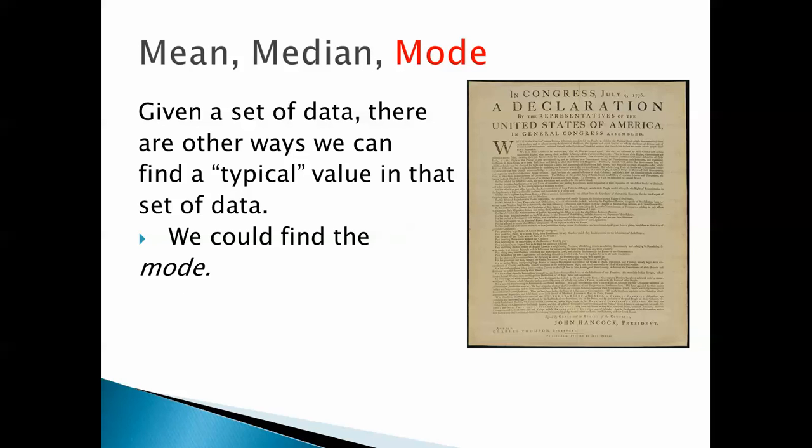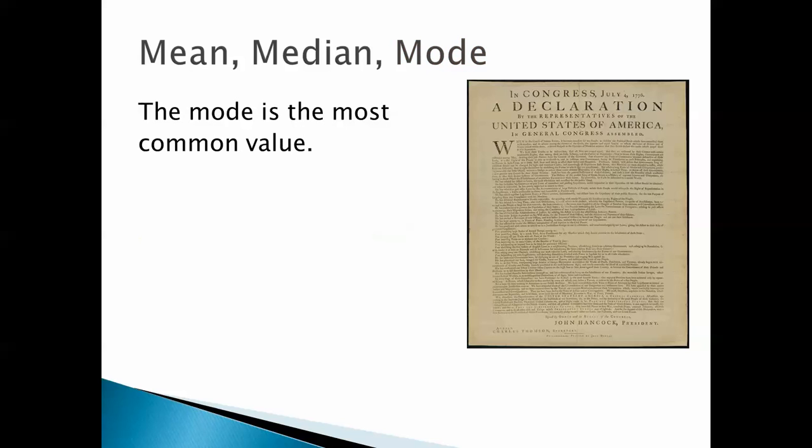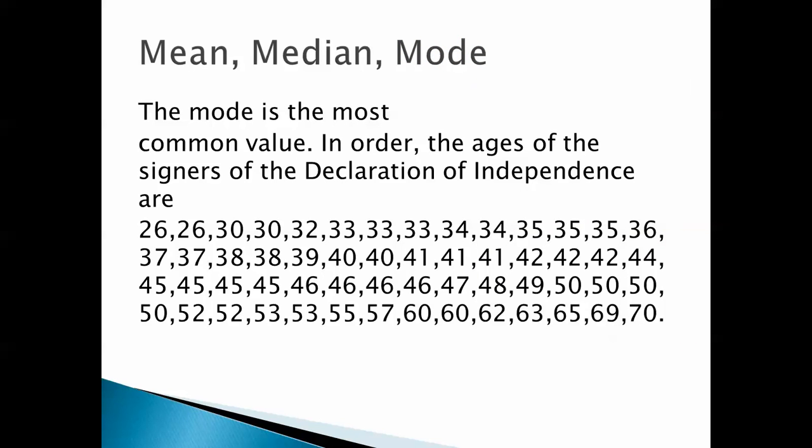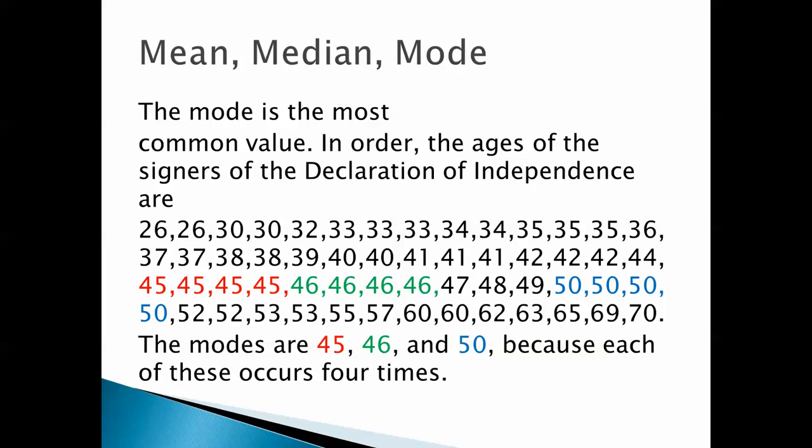Given a set of data, there are other ways we can find a typical value in that set of data. We could find the mode. The mode is the most common value. In order, the ages of the signers of the Declaration of Independence are, and there they are. The mode is, well, it's actually 45, 46, and 50, because each of these occurs 4 times.